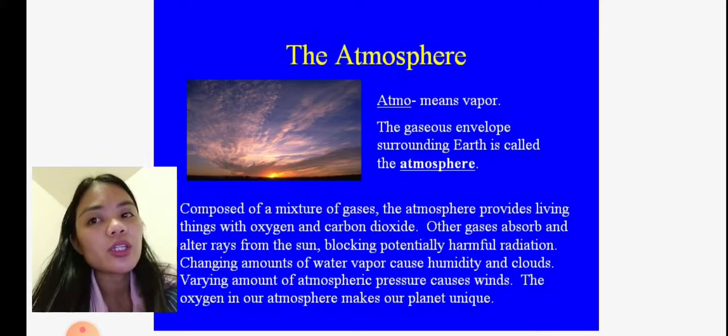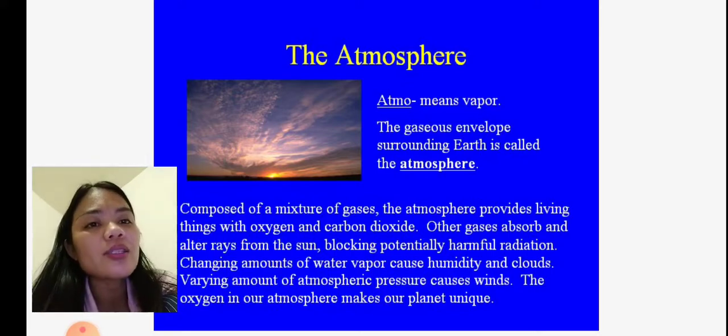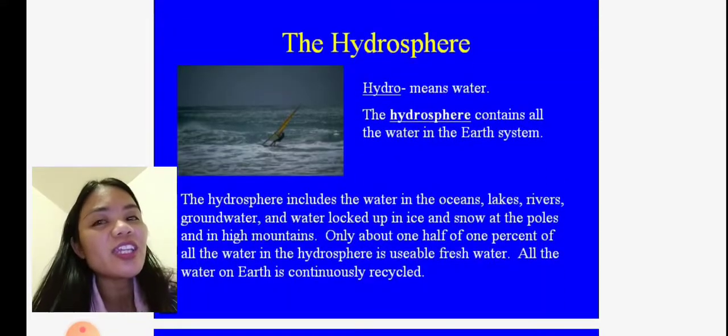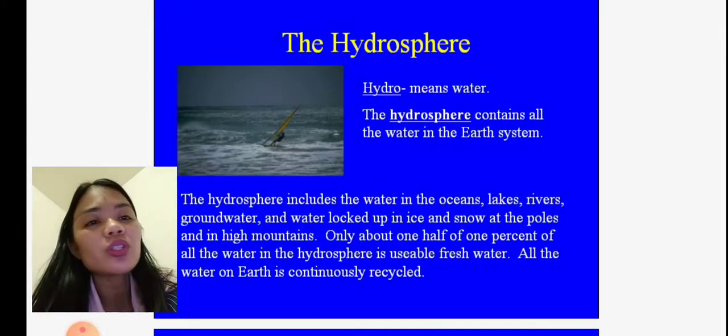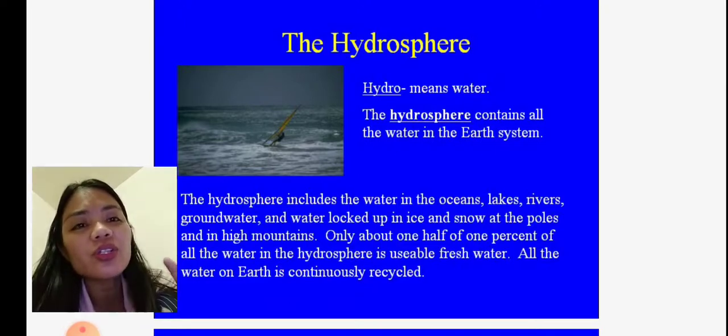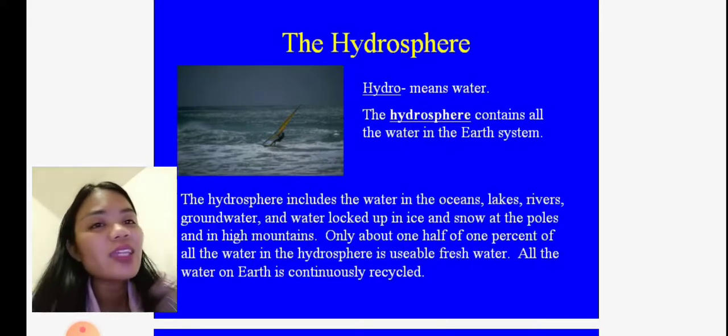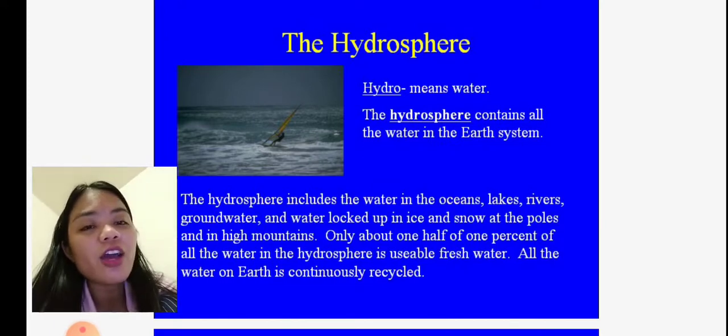Next po, hydrosphere. So, the hydrosphere is a dynamic mass of water. Hydro means water, and the hydrosphere contains all the water in the Earth's system. So, the hydrosphere includes the water in the ocean, the lakes, the rivers, the groundwater, and water locked up in ice and snow at the poles and in high mountains. Only about 1/2 of 1% of all the water in the hydrosphere is usable fresh water. All the water on Earth is continuously recycled. Paulit-ulit. Nabanggit natin kanina sa kaunahan ng water cycle.